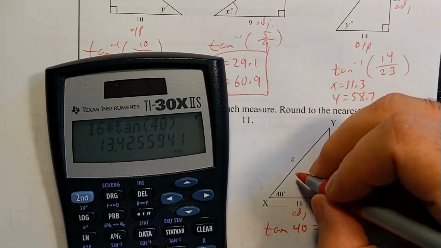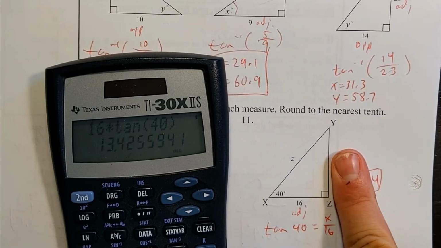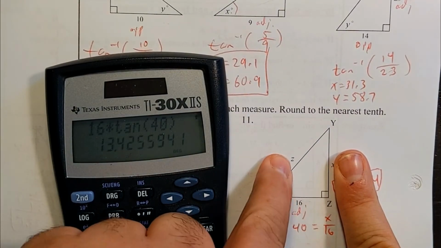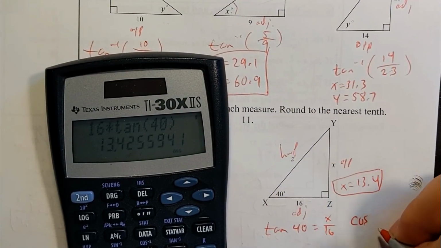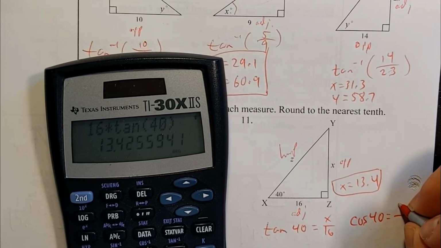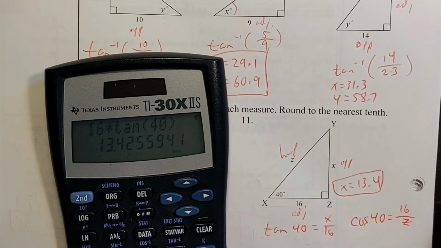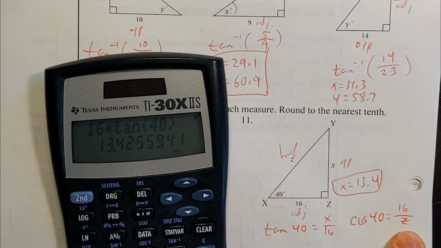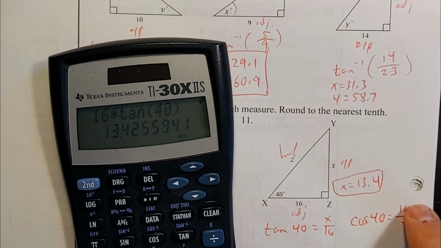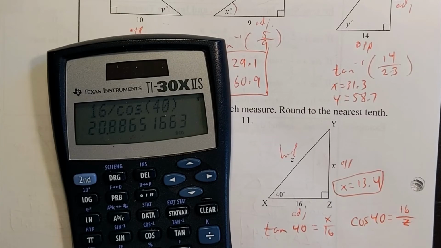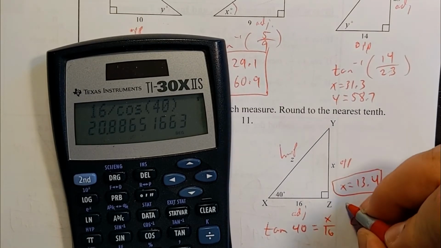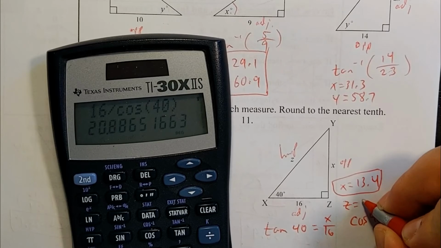And then for z, I pretend I never knew what x was. And I go from here, that's adjacent. Z is my hypotenuse. And then adjacent and hypotenuse was cosine. The angle still goes here. Adjacent is going to go to the top. Hypotenuse goes down to the bottom. This time, the variable is on the bottom, so it's going to be division. But you're still going to put 16 first. And then don't forget it's division because the variable is on the bottom. And then cosine 40. And that's going to be your answer for z. So z is 20.9.